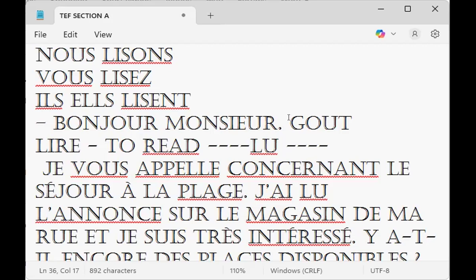Magasin, c'est clair. Magasin de ma rue. The shop of my street. Rue is what? Your street. Now, for example, in your area there's a street shop, and you have seen a poster pasted there about the announcement, about the advertisement for séjour à la plage. J'ai lu l'annonce sur le magasin de ma rue, of my street. De ma rue, of my street.